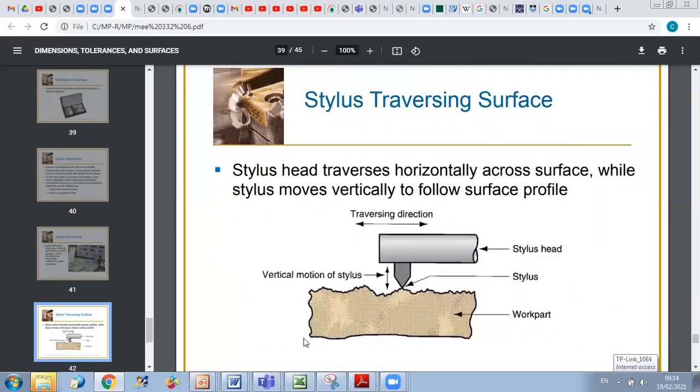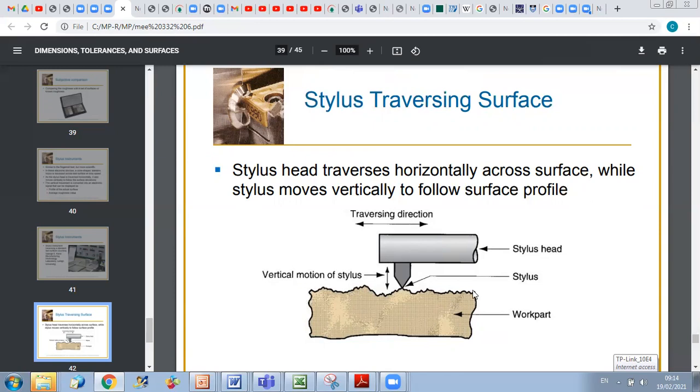What is happening is that this is your material and you need to measure the surface roughness. So what you do is you move your stylus along the horizontal direction. And as you move it, the head of the stylus will move vertically following the deviations in the surface. This vertical motion will be recorded to show you the roughness of your surface, because the vertical displacement will allow you to determine the roughness.